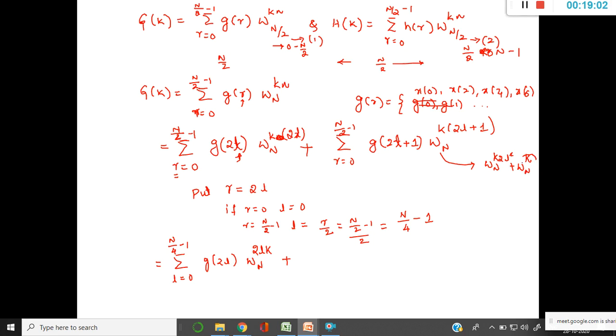But whereas Wn to the power of k has nothing to do with the limits, so that is independent. So let me take Wn to the power of k outside. So again, if you put r is equal to 2l plus 1, and now if r is equal to 0, the value of l is also 0. If r is equal to n by 2 minus 1, you just cross verify, the l value will also be equal to n by 2 minus 1.